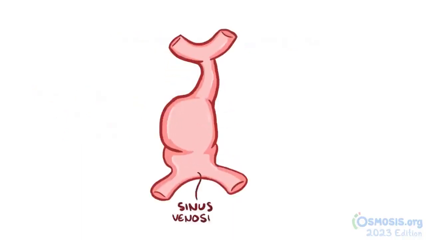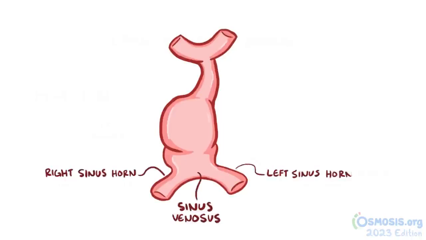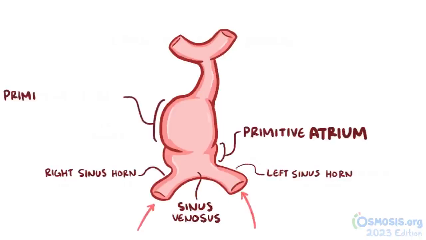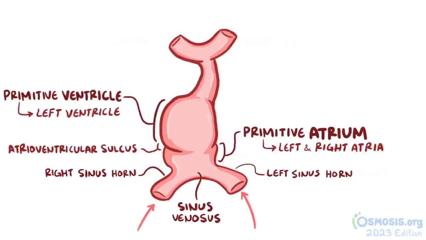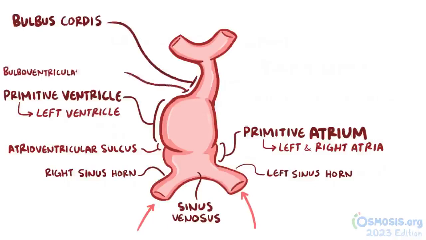First, there's the sinus venosus, which has a left and right sinus horn that bring blood in, and above that there's the primitive atrium, and then the primitive ventricle, which are separated from one another by the atrioventricular sulcus. The primitive atrium gives rise to the left and right atria, and the primitive ventricle forms the left ventricle. The primitive ventricle is separated from the next region, called the bulbus cordis, by the bulboventricular sulcus. The first part of the bulbus cordis forms the right ventricle, as well as the outflow tracts for both ventricles.